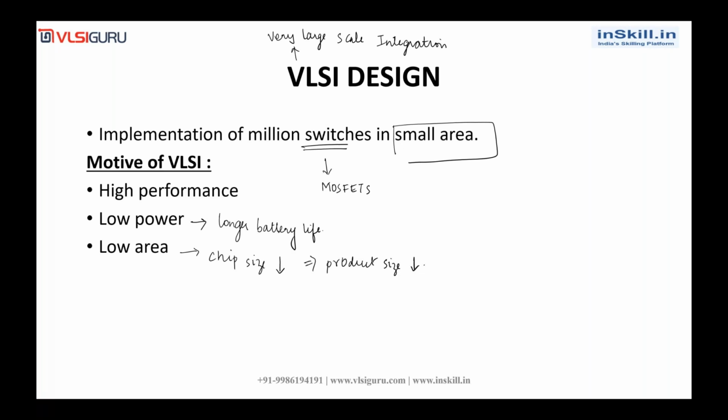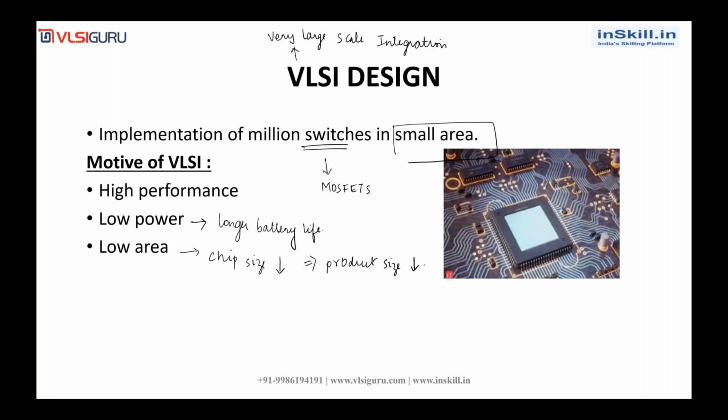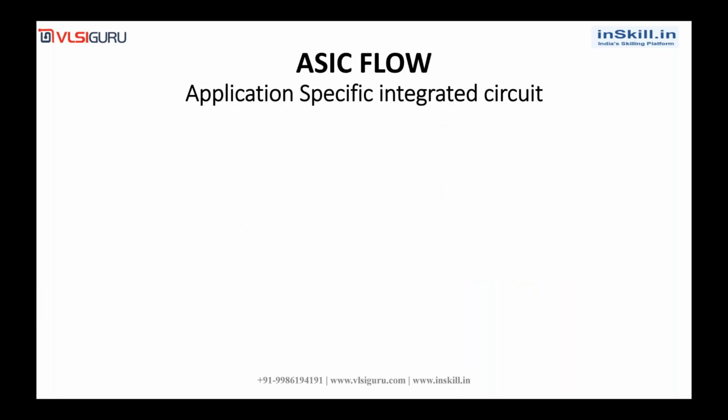And this is how our chip looks. As you can see in this picture on the right side, after manufacturing, our chip looks this way. So now we have seen what VLSI is. Next we will see about ASIC. ASIC stands for Application Specific Integrated Circuit. That is the full form of ASIC.